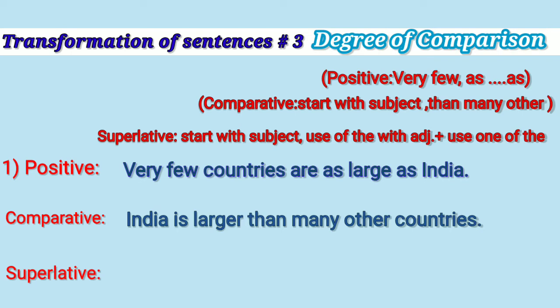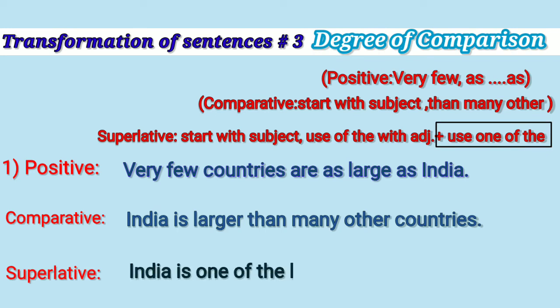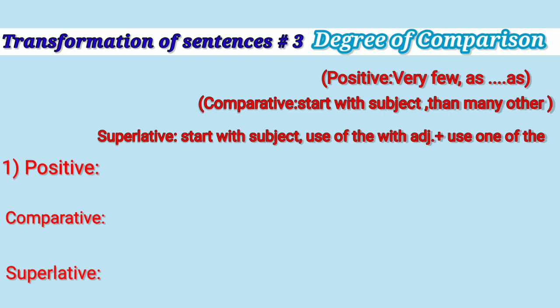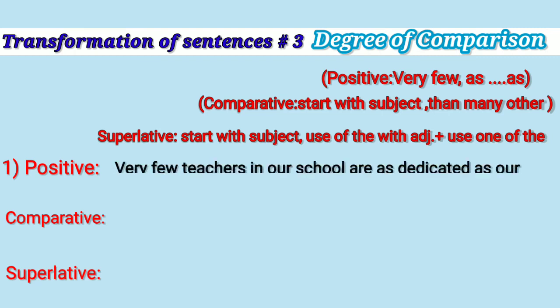For superlative form, we will start with the subject, we will use the with the adjective. In addition, we will use one of the. That is, our sentence will be India is one of the largest countries. Let's do one more example. Very few teachers in our school are as dedicated as a maths teacher. It means a maths teacher is not the only person who is dedicated. There are some other teachers as well who are as dedicated as maths teacher.